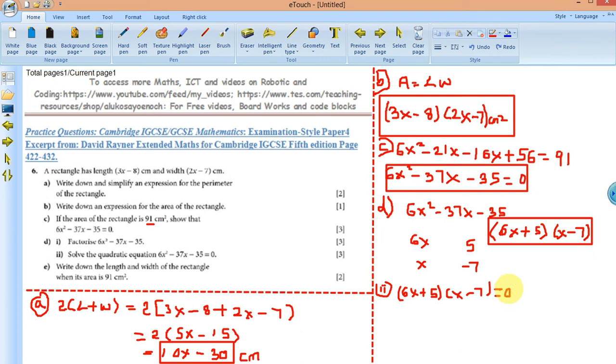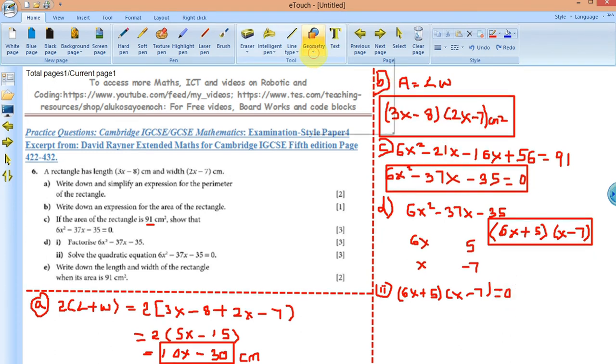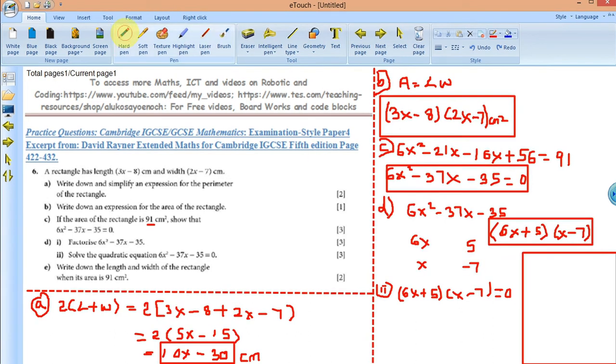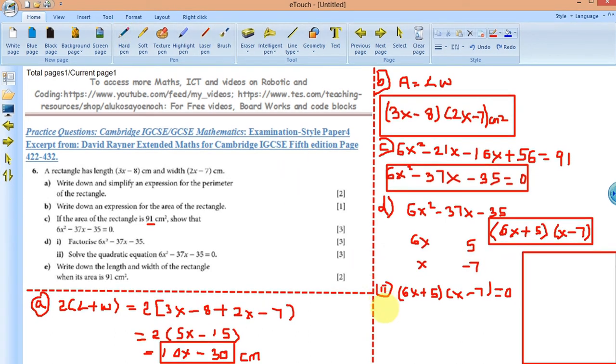At this point, let me just go ahead and carve out a space for the last question. So I'm going to complete the last question here. Okay, so let's continue with what we have here. So then I have 6x plus 5 equals to 0. From there, x equals to minus 5 over 6, or x equals to 7.